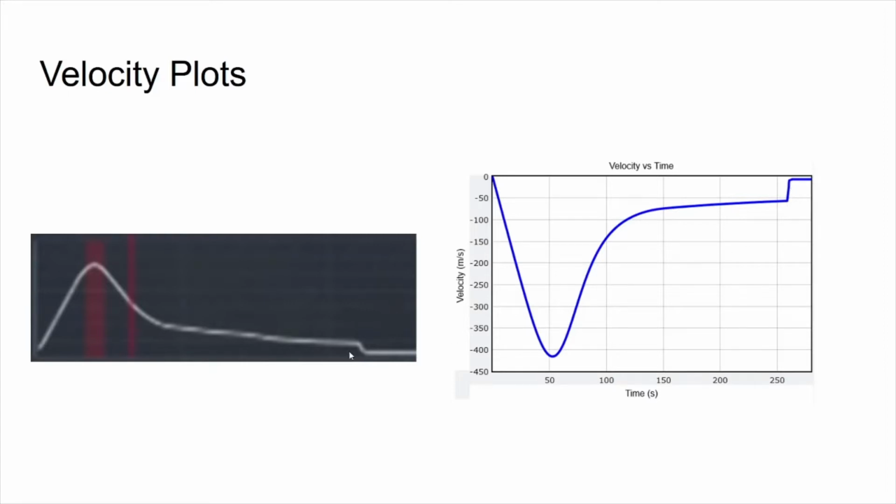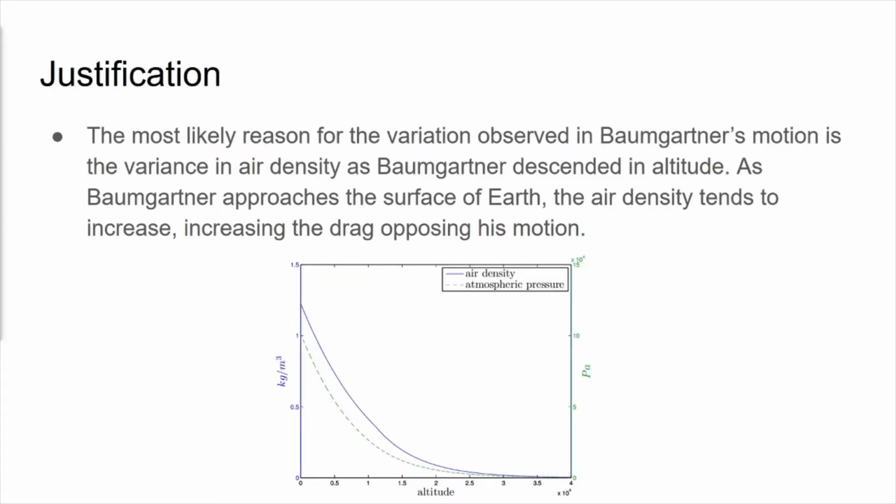The reason that an increasing b value is appropriate in this situation to describe Baumgartner's motion is most likely because of the increase in the density of air throughout his descent. As the density of air increases, there's more drag opposing Baumgartner's motion, which causes his velocity not only to level off at a terminal velocity, but actually to decrease below its maximum.